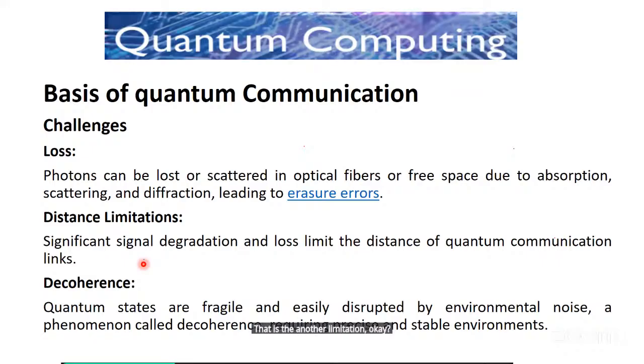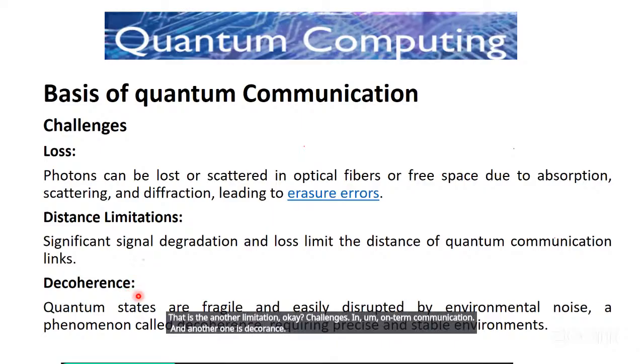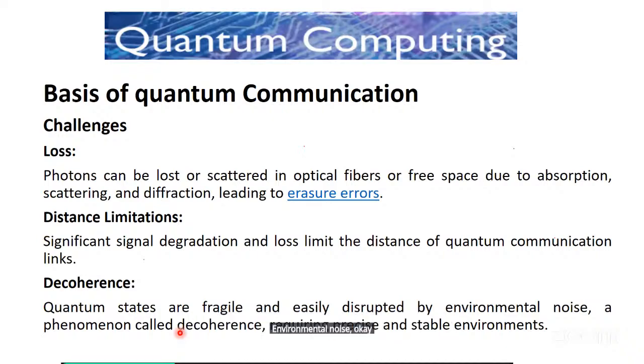Challenges in quantum communication. Another one is decoherence. This is because quantum states are fragile. They get easily disrupted by environmental noise, a phenomenon called decoherence. Your quantum bits start changing as soon as they try to interact with the environment. Once they are affected by magnetic rays or cosmic rays, your quantum states start changing. Then naturally the output starts collapsing. That is known as decoherence.